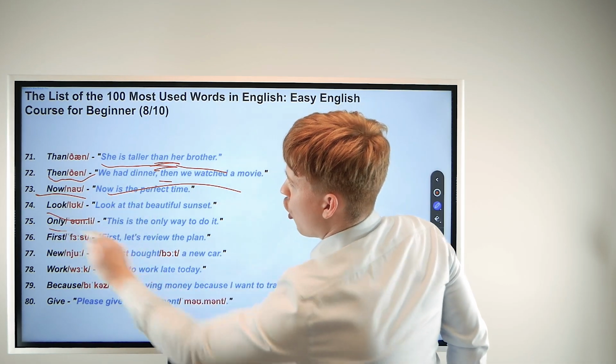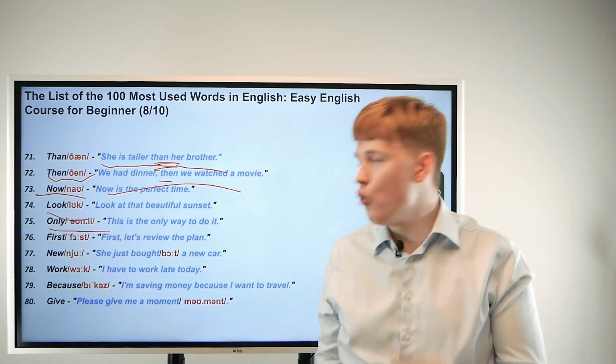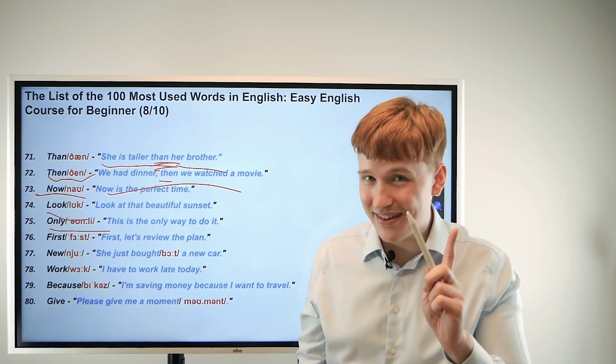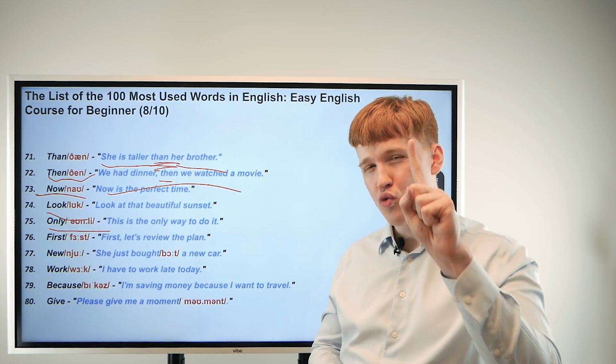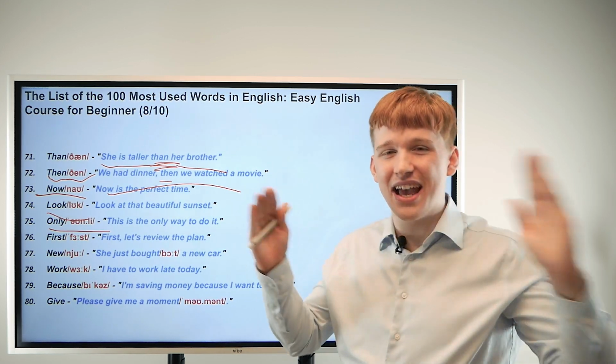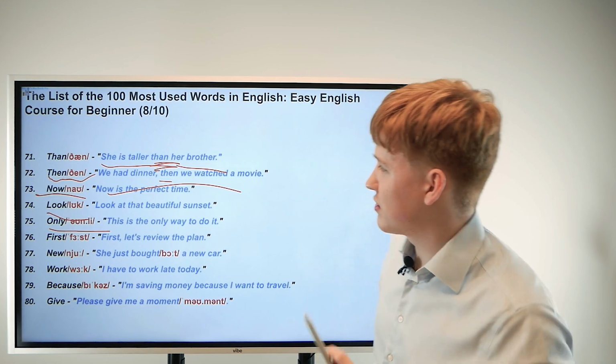Next up, we have only. This is the only way to do it. There's only one. And this is the one. And that's what this means. This means that there is only, there's nothing else. There's only one way. And that's perfect.